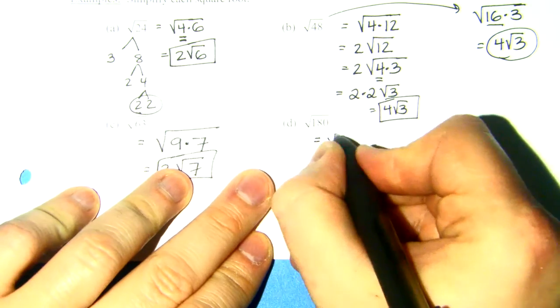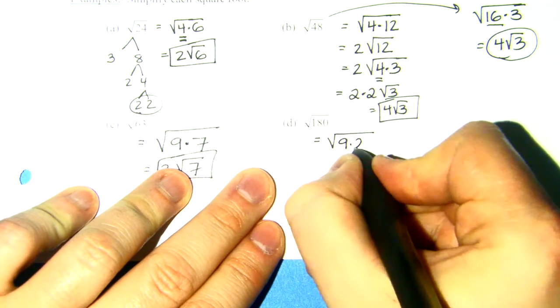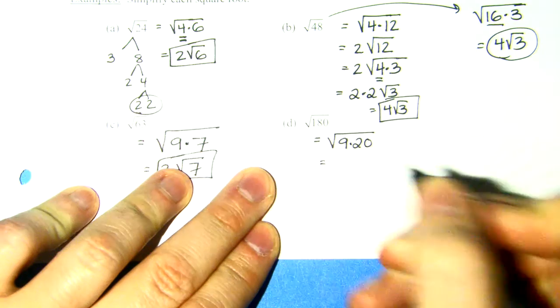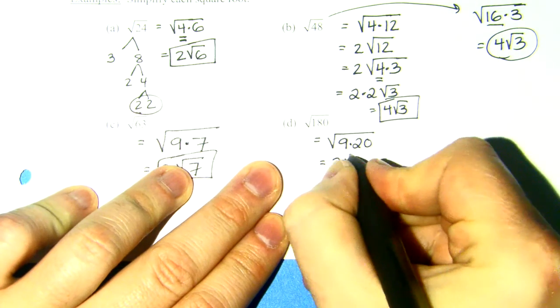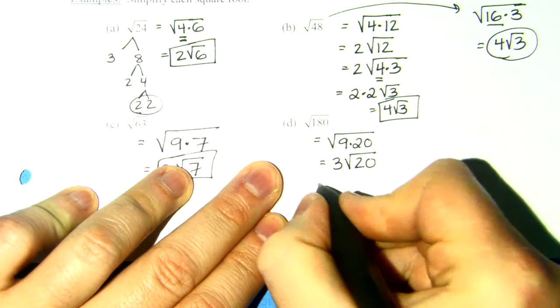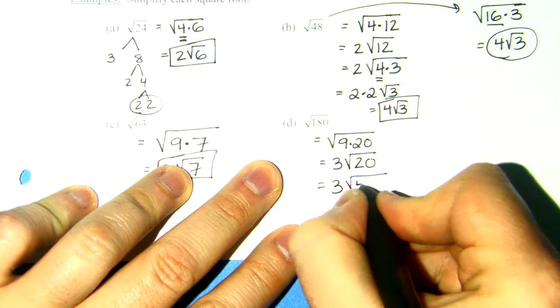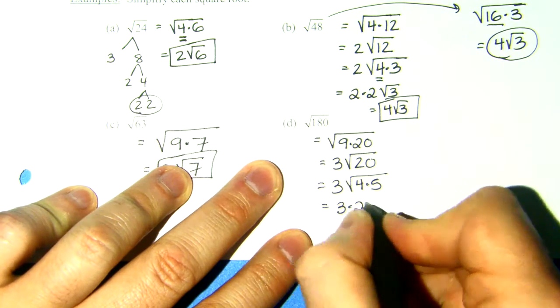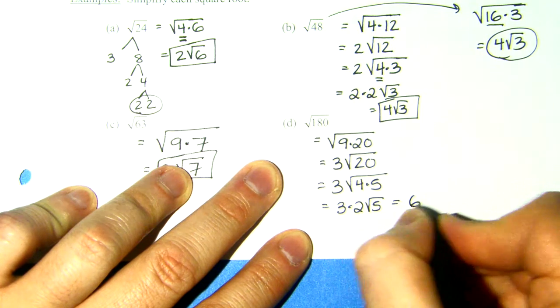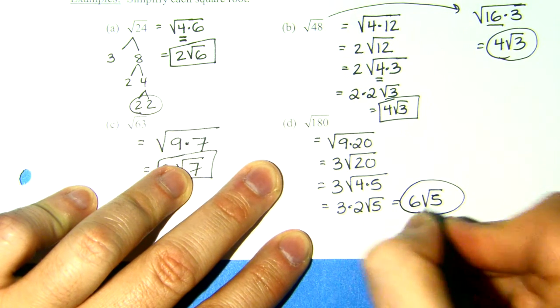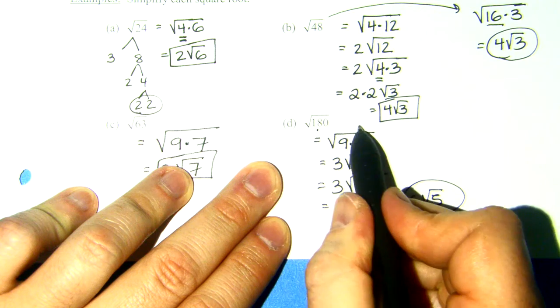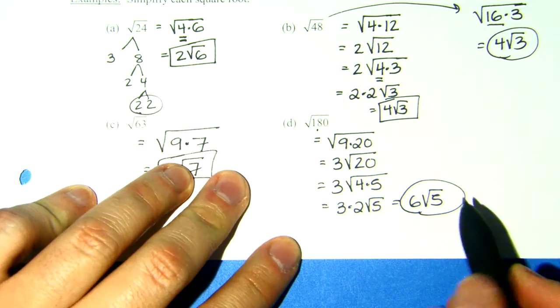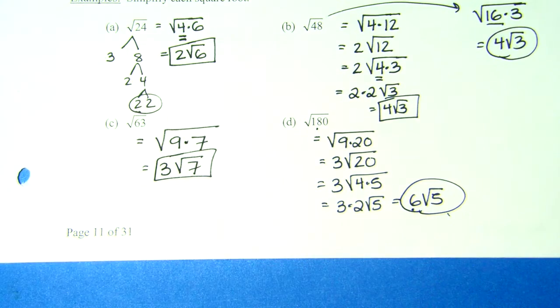A couple ways you can break this down, but I'm going to say 9 times 20. Square root of 9 is 3, so 3 root 20. I'm going to keep going. I'm going to get 3 root 4 times 5. Square root of 4 is 2, so 3 times 2 root 5. 6 root 5. Could have done it in one step by saying 36 times 5 and then move that out front. But you should have a 6 outside the root and a 5 inside the root.